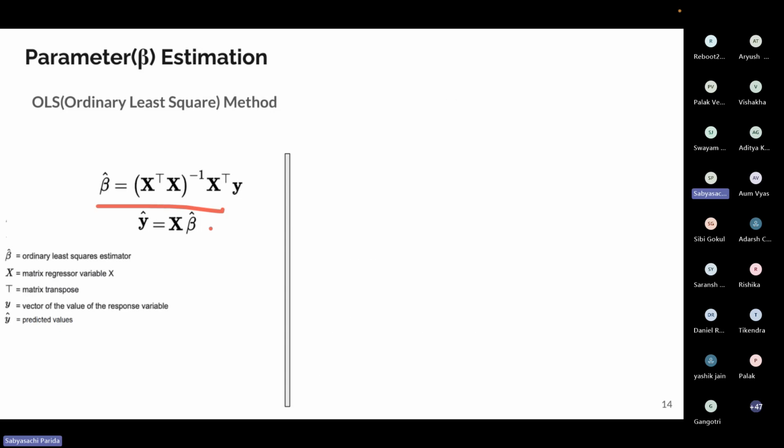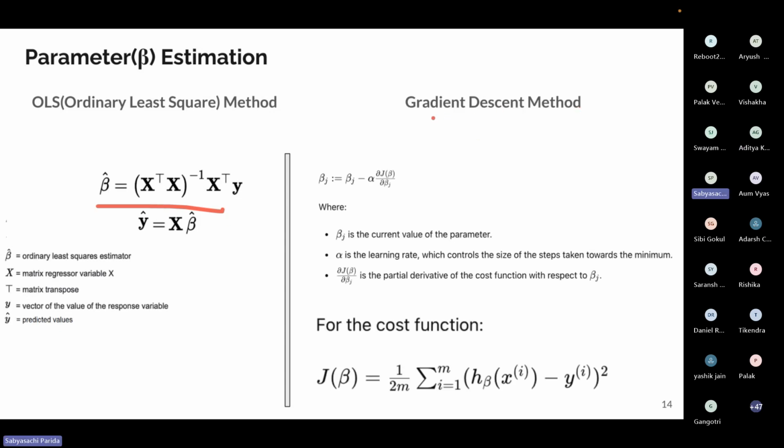Other than that, I can also solve that by the gradient descent method. So this is the ordinary least squares method and this is the gradient descent method. I think you might have studied gradient descent in your 11th and 12th, and also in your bachelor's, for any loss minimization. So beta, what I'm trying to do is update beta based on the loss I have.